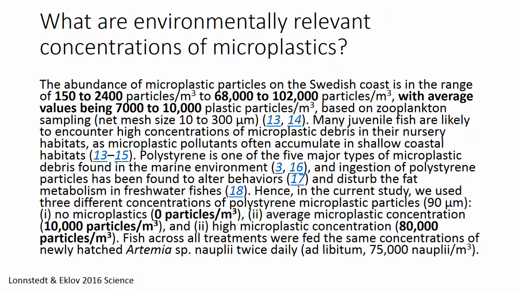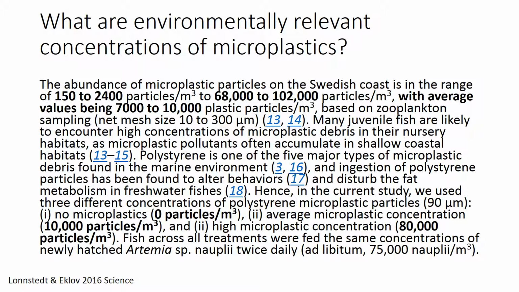Okay, so they went to some Swedish coastline, because they're Swedish, not because they wanted a holiday, and they saw that the range of concentrations was from kind of 100 to kind of 2,000, all the way up to around the kind of 100,000 range. Okay, and they said the average value was around 7,000 to 10,000.